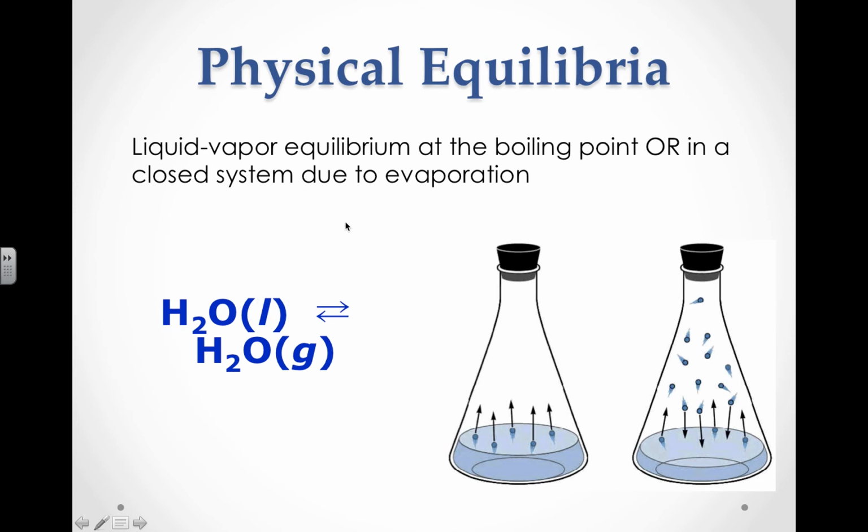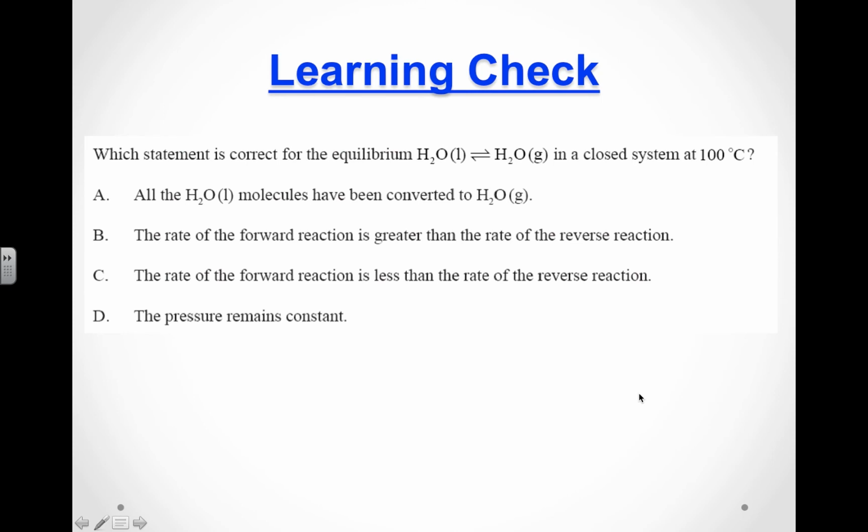Okay. So we could also have something, say, at the boiling point due to evaporation, where we have evaporation and condensation happening. So let's take a look at this question along similar lines. Which statement is correct for the equilibrium of liquid water to gaseous water in a closed system at 100 degrees Celsius? So think about it for a sec and then we'll talk.